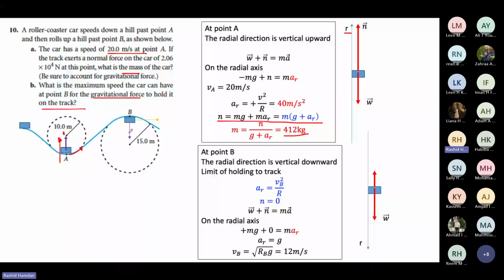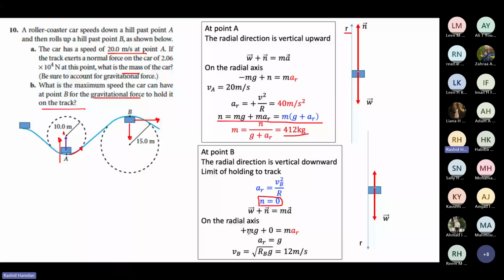Now, for me to stay on track, I have to stay in contact with the track. First I have to stay on the circle, so I have to have an acceleration equal to v_b squared over r. But the limit is when N becomes 0, so zero normal reaction, and the normal is not providing anything. Of course, to stay on the track, N has to be greater than 0, but at the limit it can be 0. Here they are telling me I want the gravitational force to hold me on track.